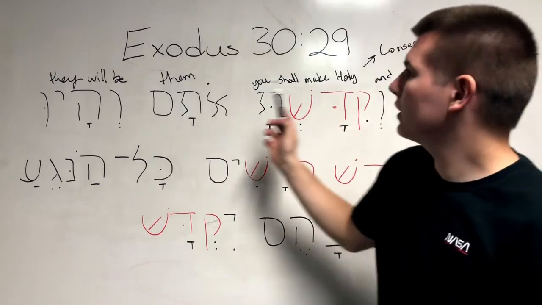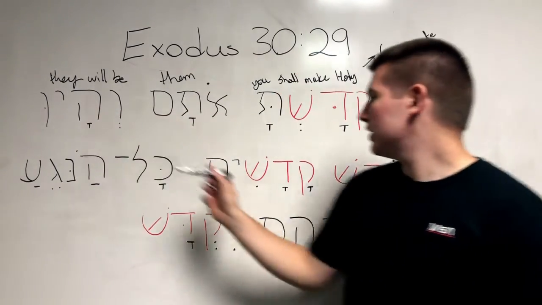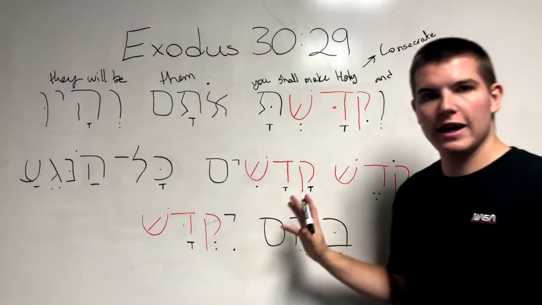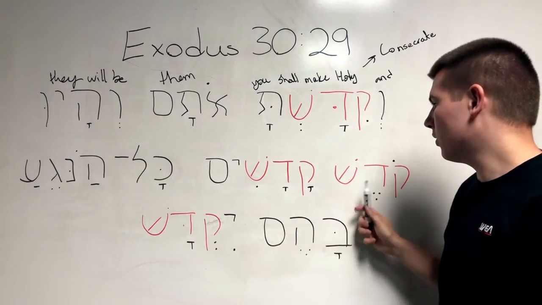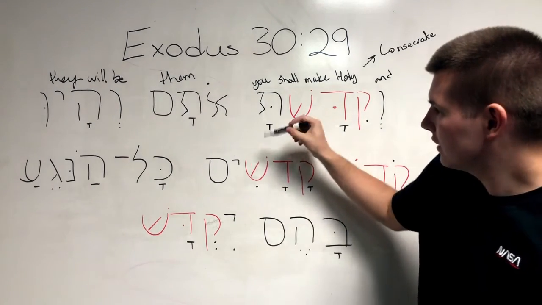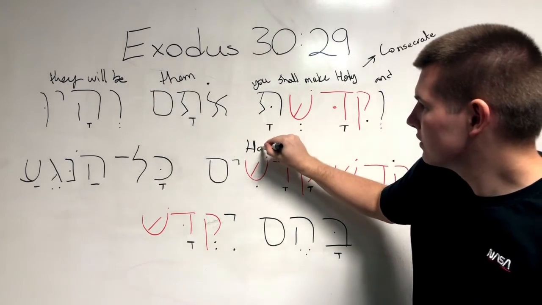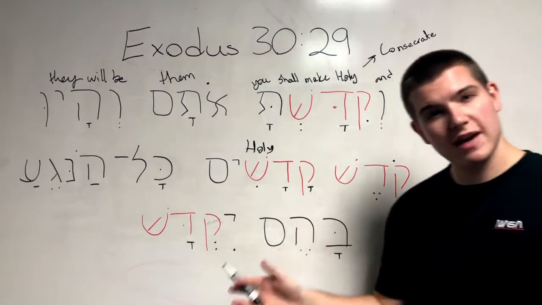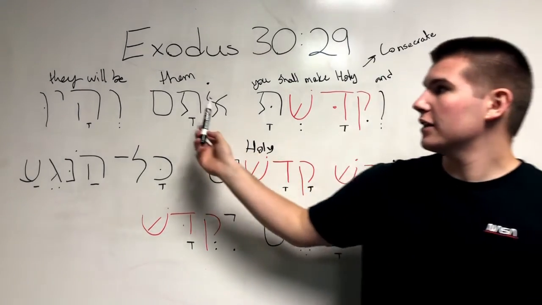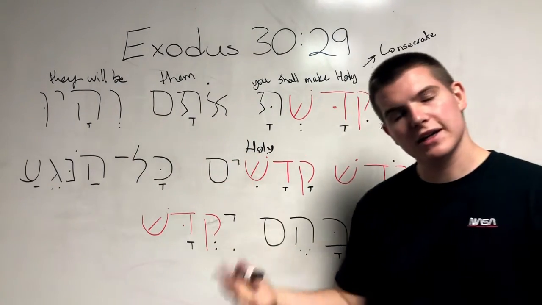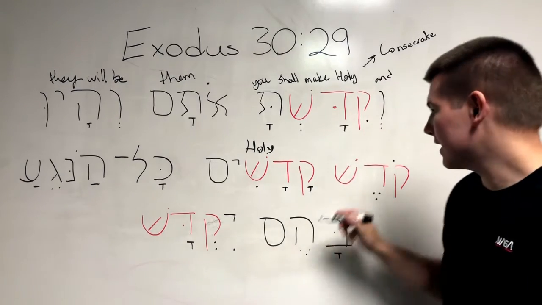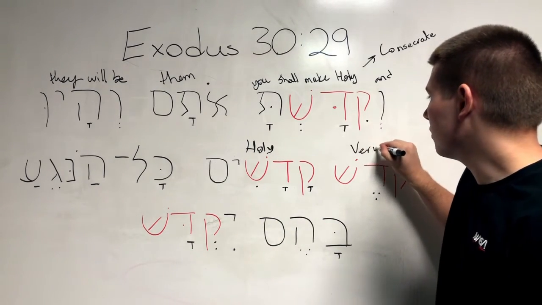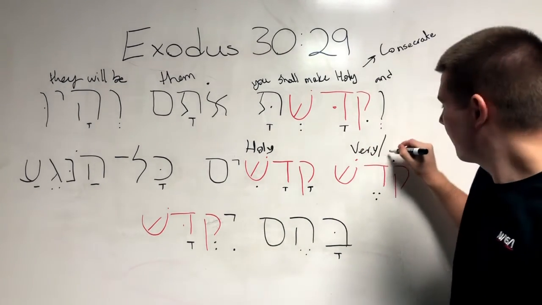And you should make holy them. They will be. Now we have repetition. So we have holy, holy. Okay? This means holy. But so does this. These both mean holy. So what is happening here? You should consecrate them. They will be holy, holy. Is that how we translate it? No, we actually translate it as very holy or most holy.